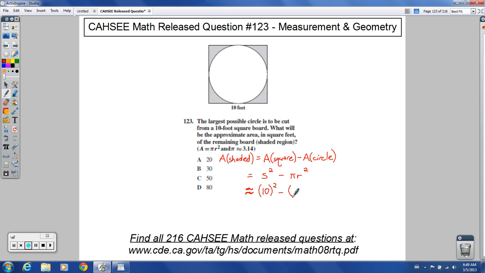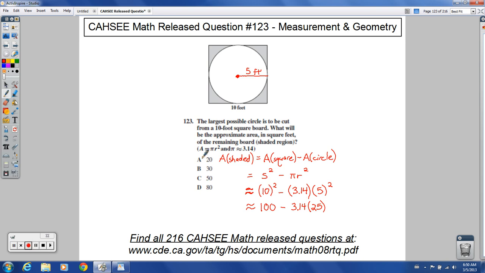So we have here 3.14 and then times the radius squared. What's the radius of this circle going to be? Well, if it's 10 all the way across, it follows that the radius would be half of that, half of 10, which is 5. So 5 feet is what goes in for your r. Now 10 squared, that should be pretty straightforward. That's 100. And 5 squared is 25. But then 25 times 3.14, not exactly sure.